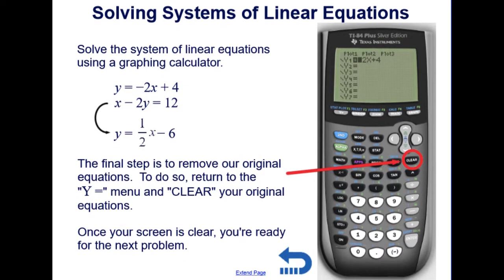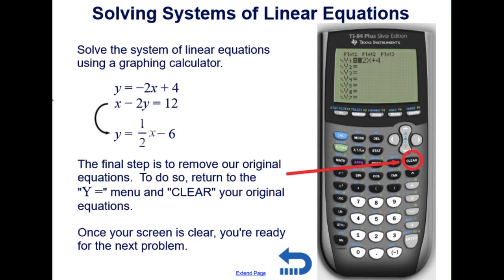Now that we have our solution, the final step is to remove our original equations because we want to get our calculator ready for the next problem. So in order to do that, you would return to your y equals button all the way at the top left. And clear, the clear button is underneath the arrows. Clear your original equation. Then you would move up to the second equation and hit clear, and then you're ready for your next problem.